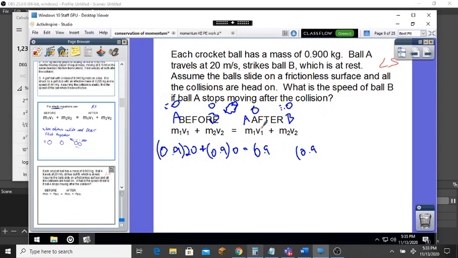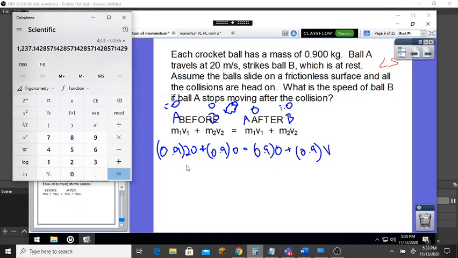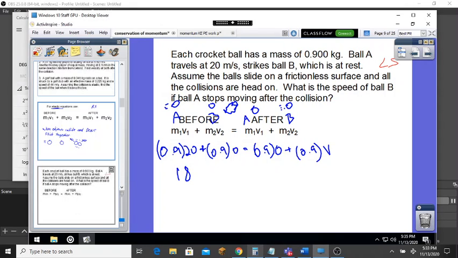So what is the speed of B if A stops moving? So we know A, this guy right here, is going to stop moving. And now we want to find out this one right here, V. Right? So we do what the problem tells you, 0.9 times 20. That gives me 18. 0.9 times 0 is 0. And now to solve for V, we're going to divide.